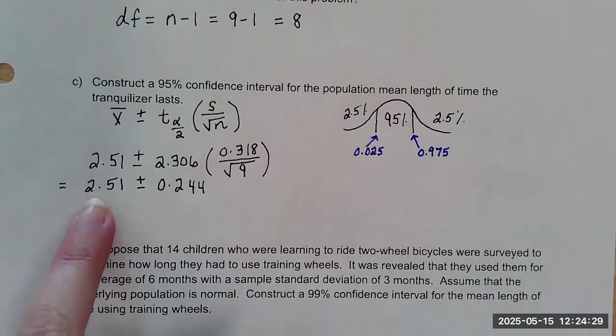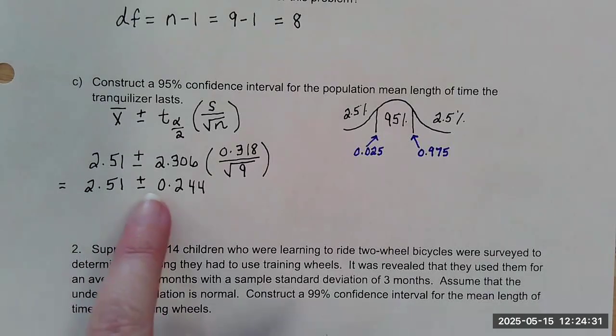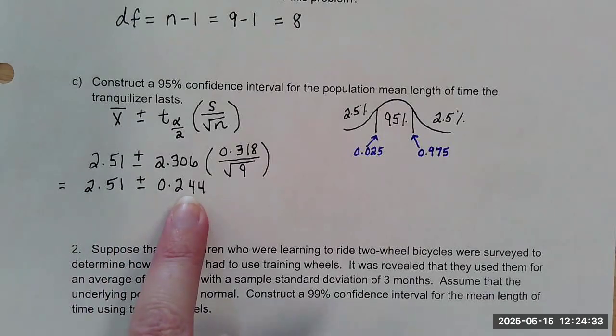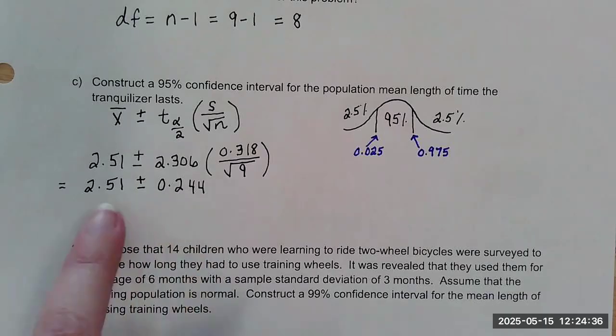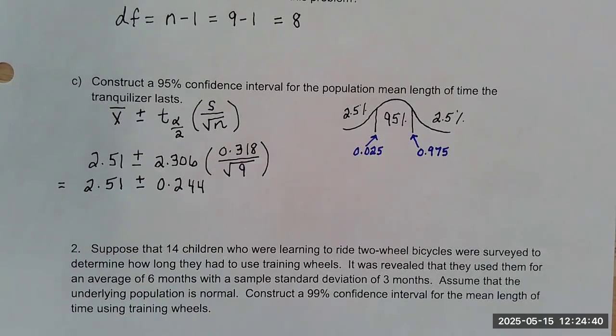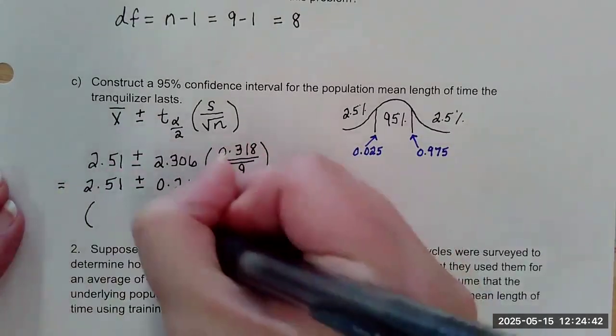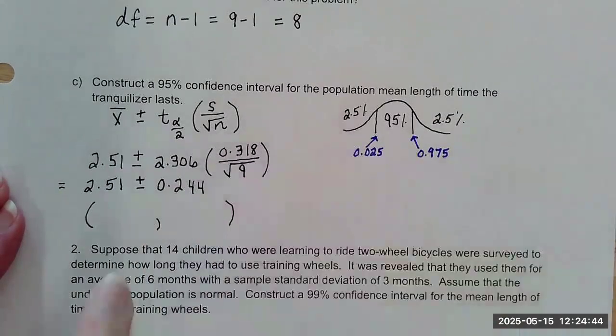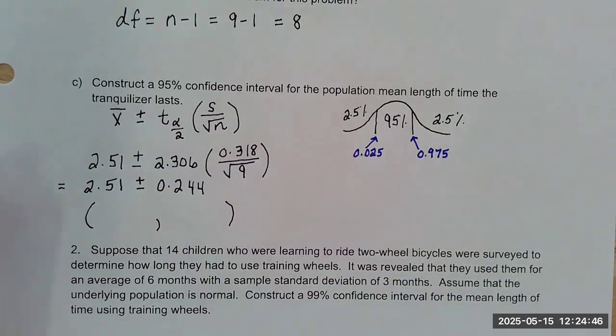So what we're going to do is one time we're going to take 2.51 and subtract 0.244. That's going to give us the lower number. And then one time we're going to take 2.51 and add 0.244. That's going to give us the higher number. And so we write that in parentheses like this. We put the smaller number here and the bigger number here.